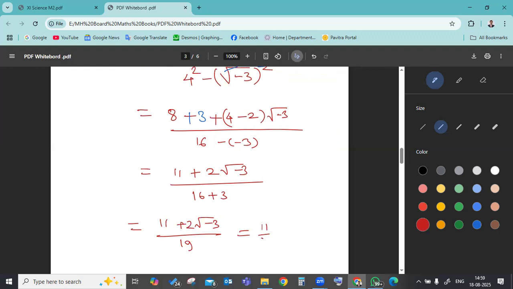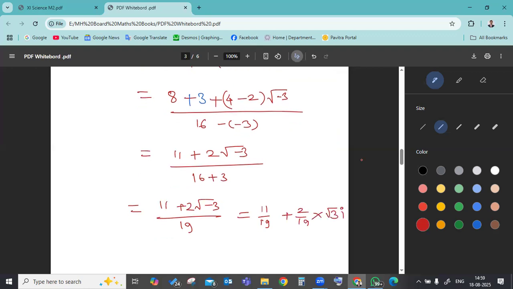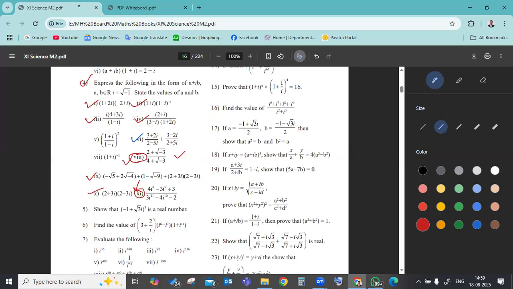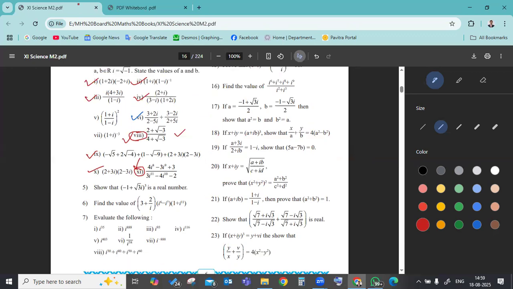It becomes 11/19 plus 2/19 into root 3 into i. Square root of -3 we have written as square root of 3 into square root of -1, and this becomes root 3 i. Okay. So are you able to solve these questions now? Yes. Okay, let's jump on to the next topic.